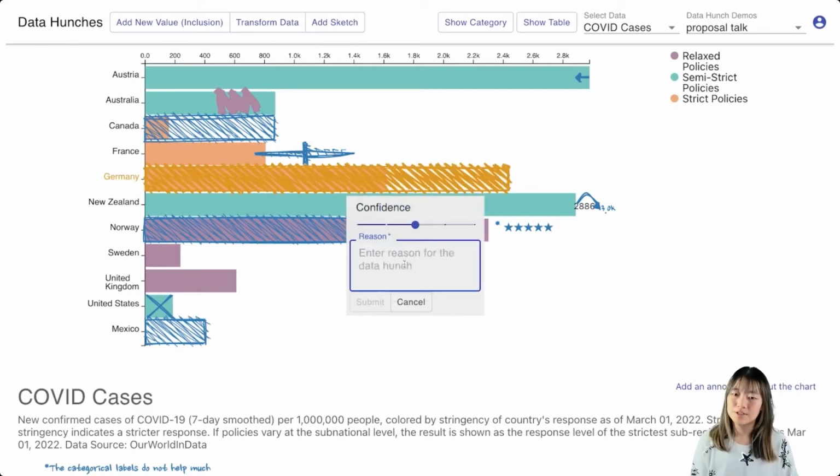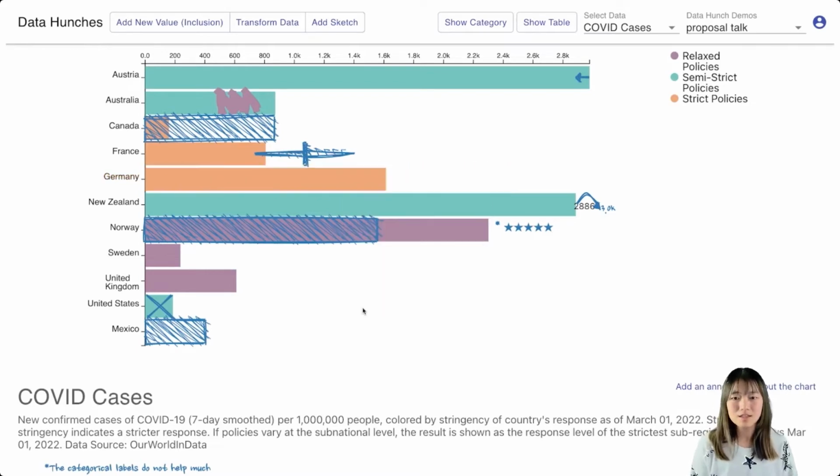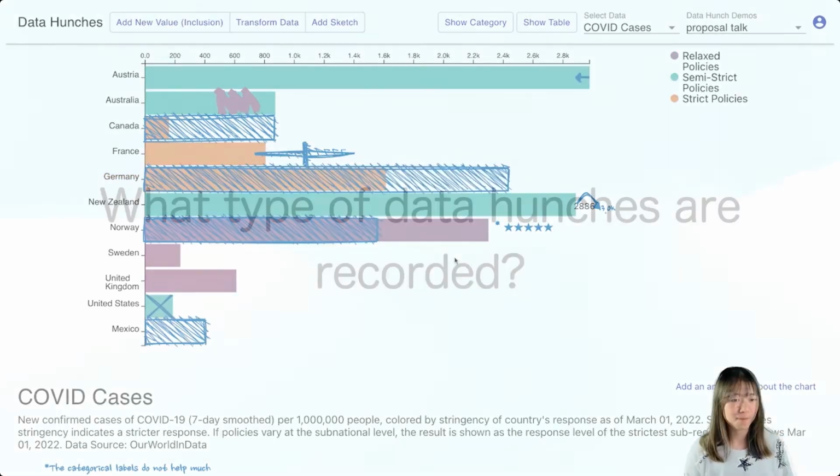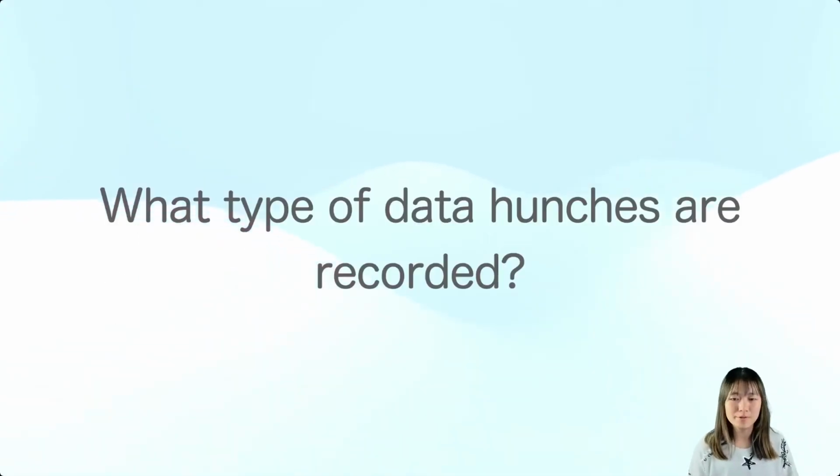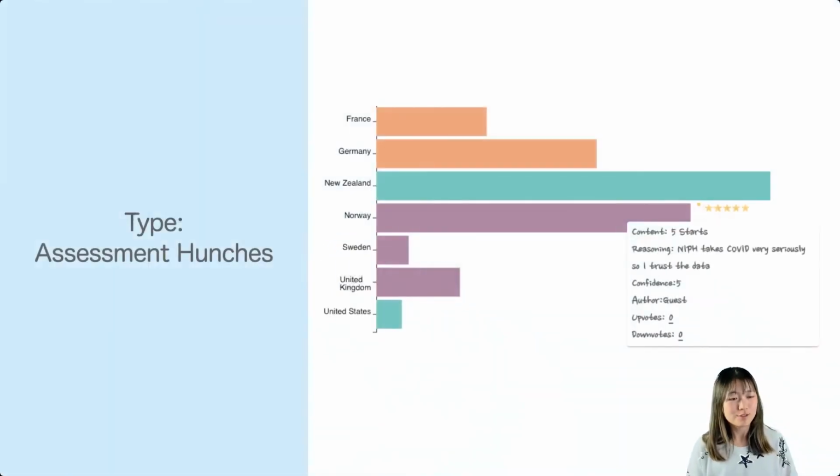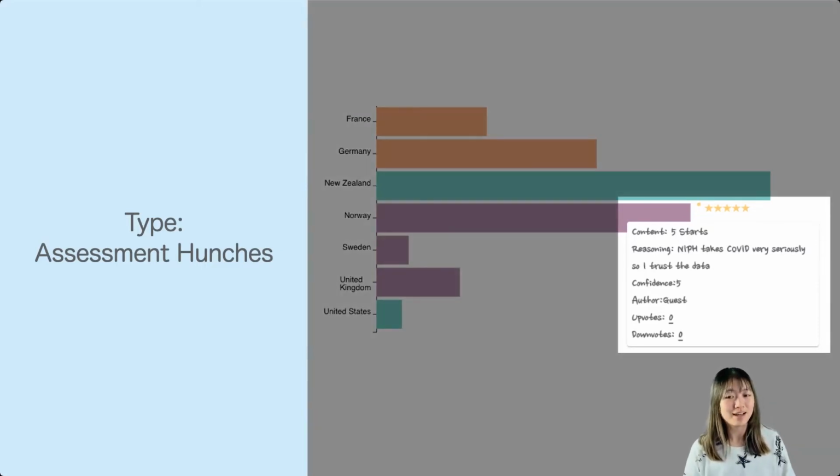Direct manipulations allow users to drag a bar for sizes, then input their reasoning and confidence for the data hunch. So let's quickly step through what type of data hunches are recorded in our prototype. To start with, the assessment hunch speaks to the quality or trustworthiness of the data. For example, a user may give a data a high rating as they consider the data collection trustworthy.